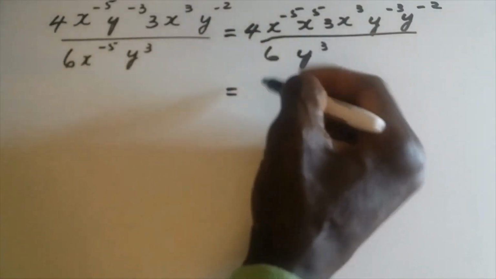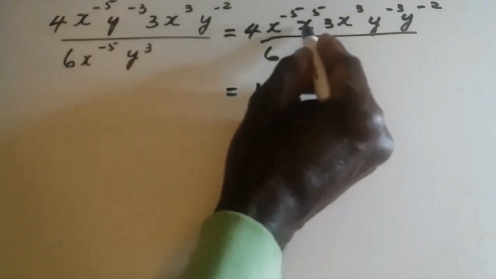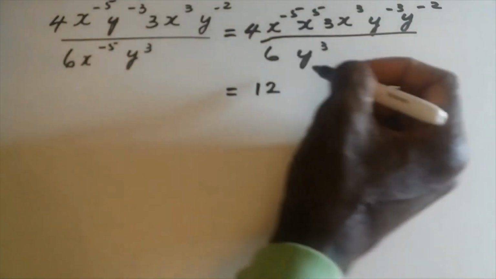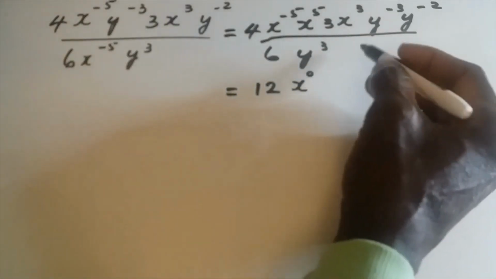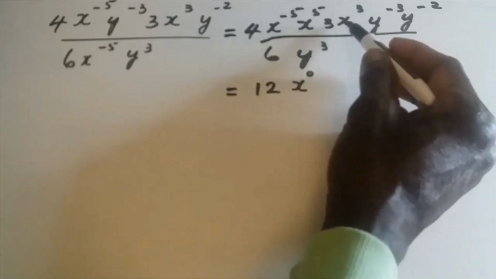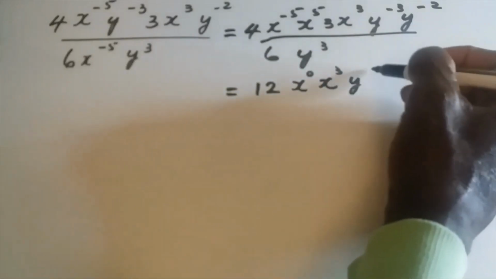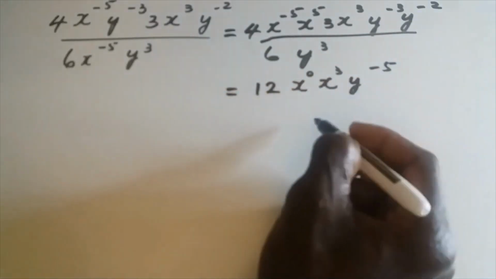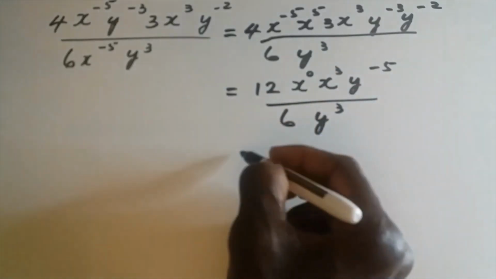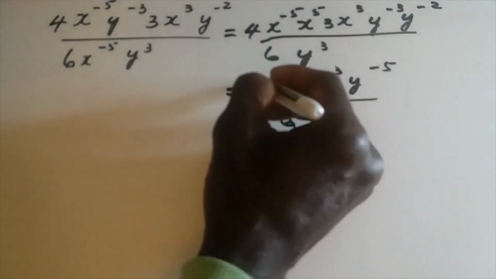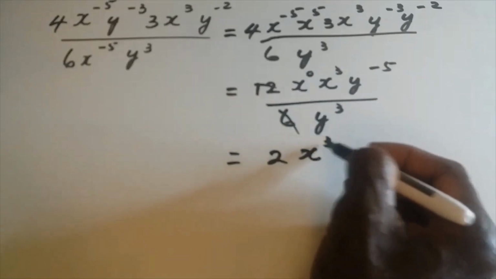Now we'll multiply the 4 by the 3 to give us 12. This cancels with this to get x to the 0, which we do know is 1. Now we have x cubed here left. Now we have y to the minus 5 divided by 6y cubed. So this cancels with this to give us 2. This is 1. So we have 2x cubed.